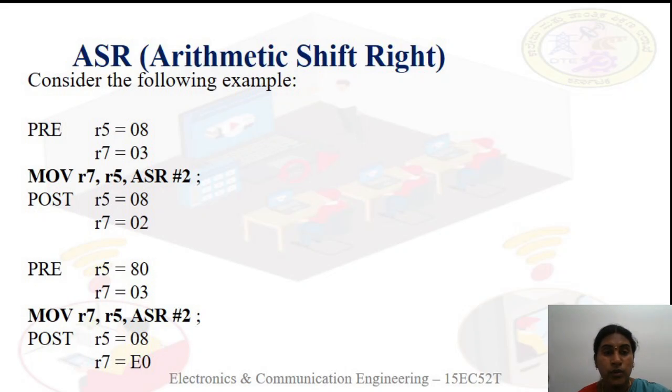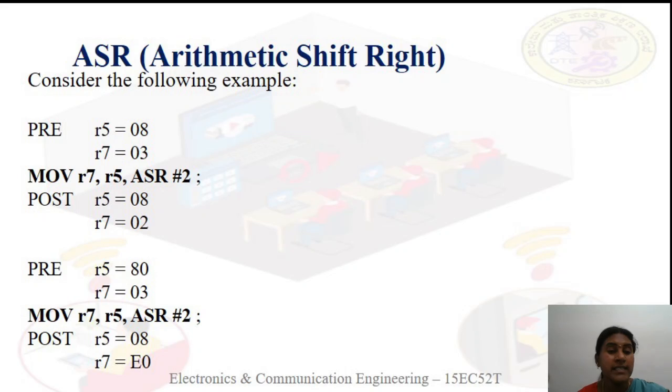0000 1000. Before moving on to the operation, first you see the sign bit. Here the sign bit is 0, so the number is positive. The vacated places are all filled by zeros. For the first shift, the answer will be 0000 0100. The next time, 0000 0010. So the answer will be 02.